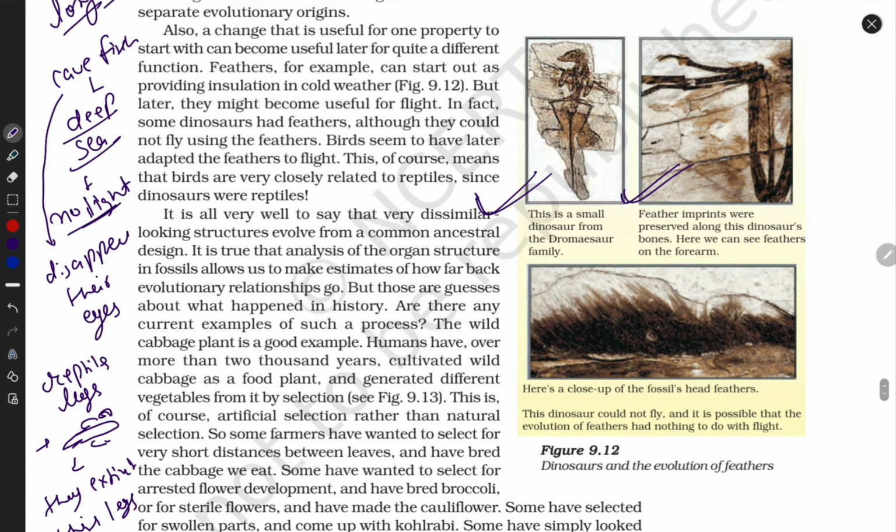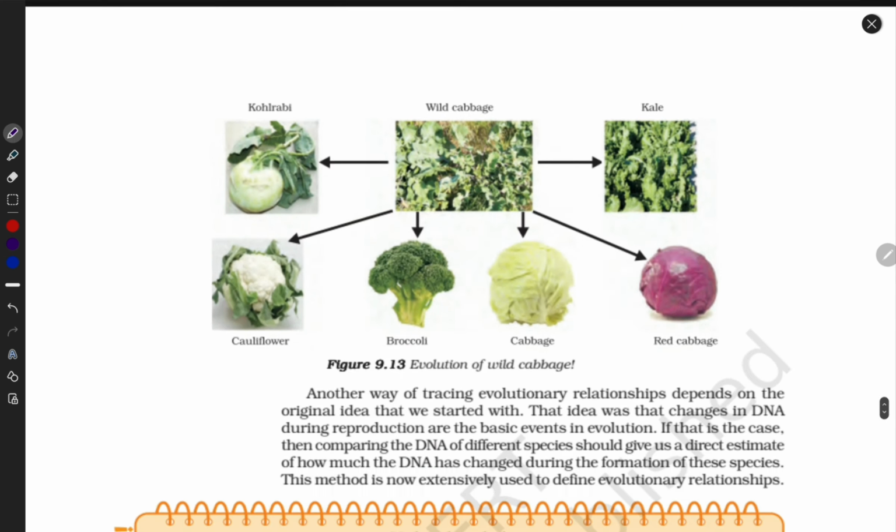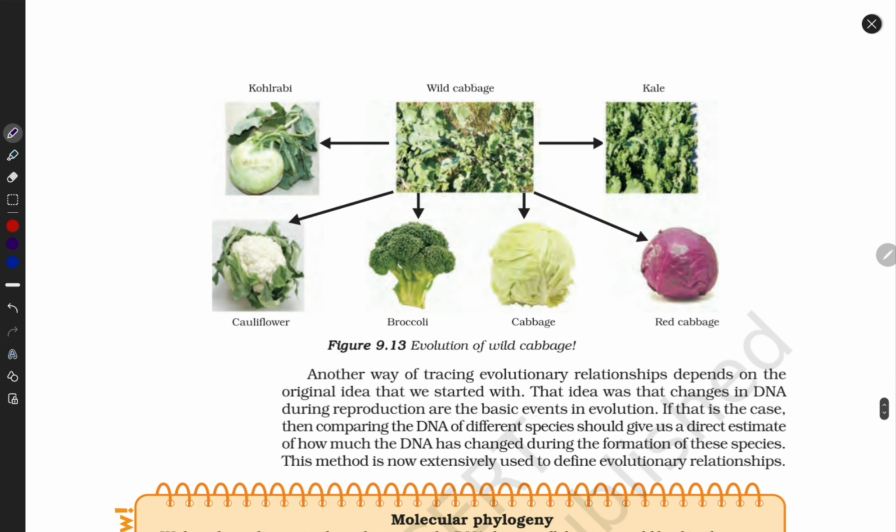Look here, this is a tree we found. This is the original image. Look here, the dinosaurs' original image. These are some bone pictures, some feather pictures. Look here. Okay guys, some evolution, like wild cabbage, when it changes a little bit, gives the kohlrabi form. This is a different form. All these forms arise from wild cabbage.